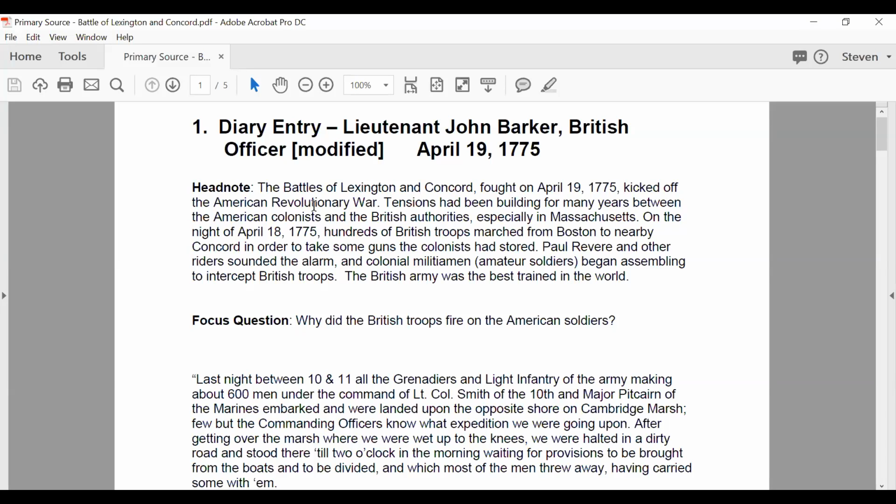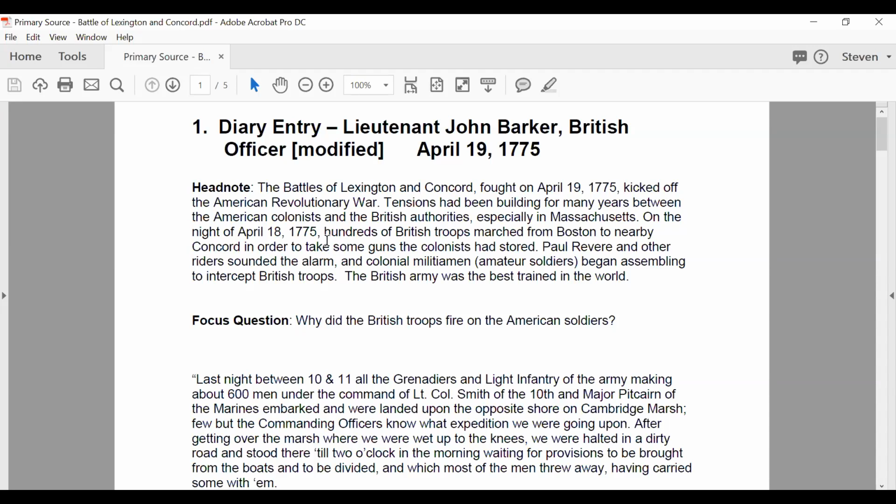But this says, the head note: the Battles of Lexington and Concord, fought on April 19, 1775, kicked off the Revolutionary War. Tensions had been building for years between the colonists and the British authorities, especially in Massachusetts. On the night of April 18, 1775, hundreds of British troops marched from Boston to nearby Concord, in order to take some guns the colonists had stored. Paul Revere and other riders sounded the alarm, and the colonial militiamen, who were amateur soldiers that got together once a week on the town common, drank some adult beverages, and practiced firing their guns and tried to learn how to be soldiers, began assembling to intercept British troops.